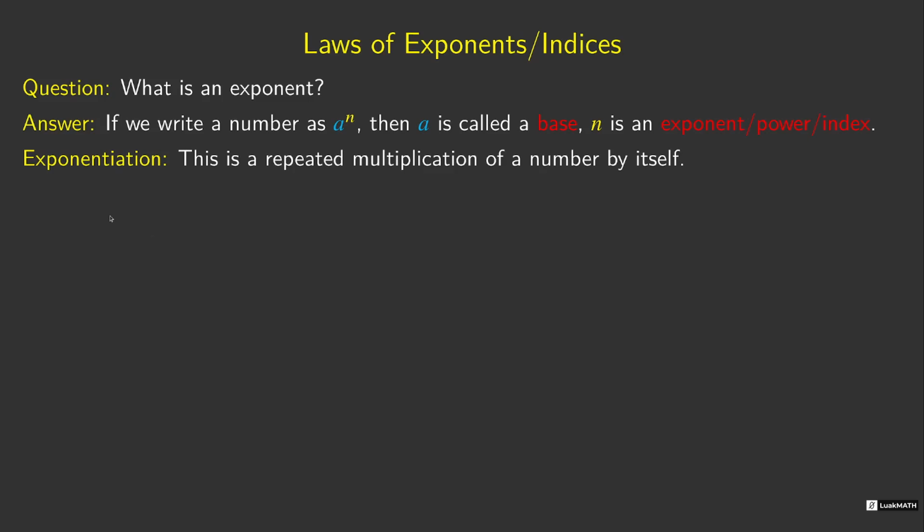Let me show you some examples to clarify that further. 2 cubed, you write it as 2 cubed equals 2 times 2 times 2, which is equal to 8. And you can see that we multiply 2 by itself 3 times. Remember, 2 is the base right here, and 3 is the exponent. So you can see a to the n, you are multiplying a by itself n times here.